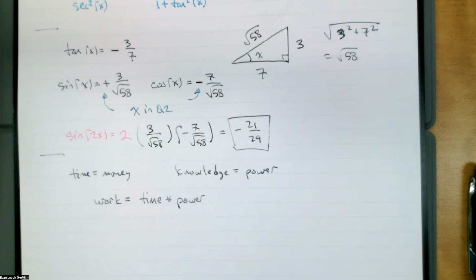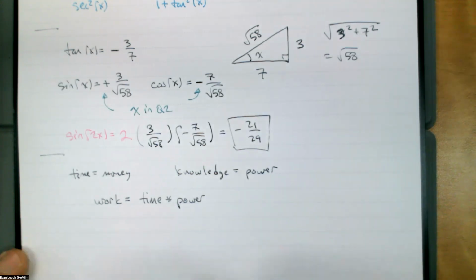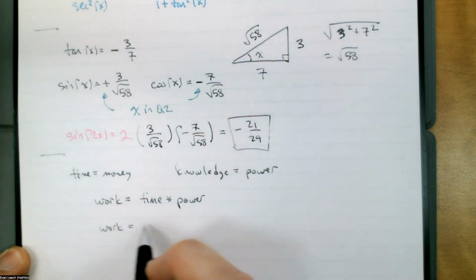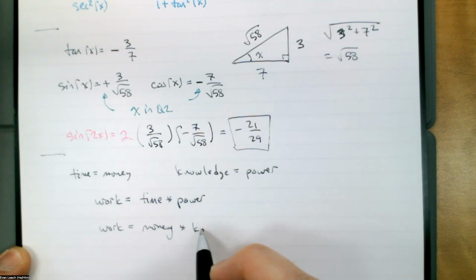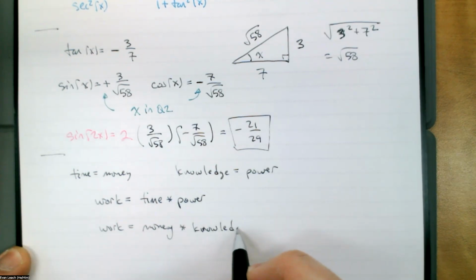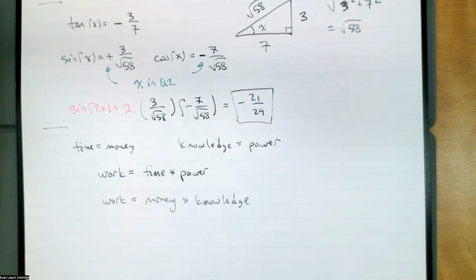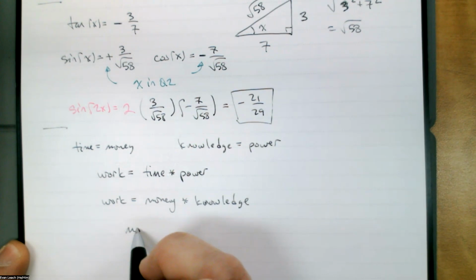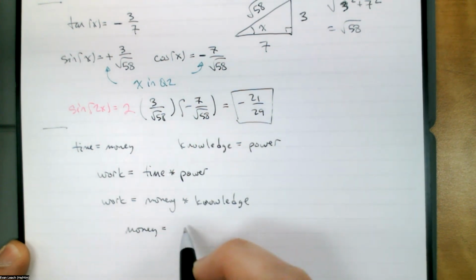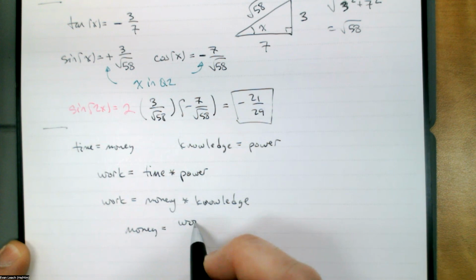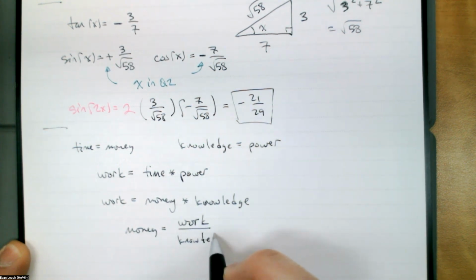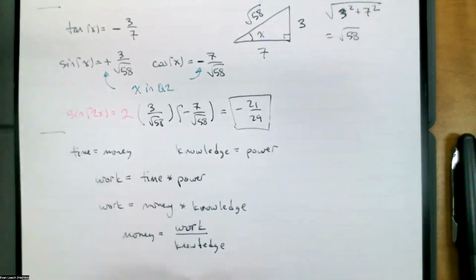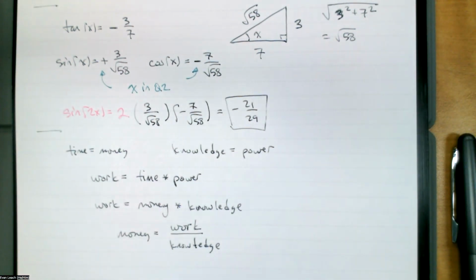Work is the product of power and time, but time is money, and power is knowledge. So work is money times knowledge. Solve for money because you all want to make more money. So work is money. Money is work divided by knowledge. So as knowledge goes up, money goes down, regardless of the amount of work.